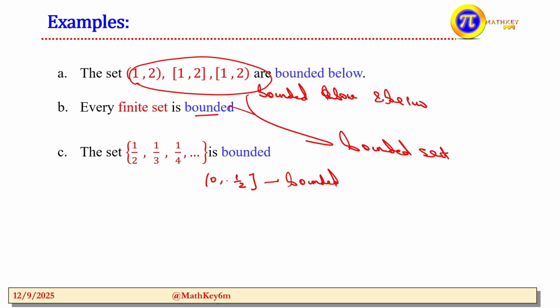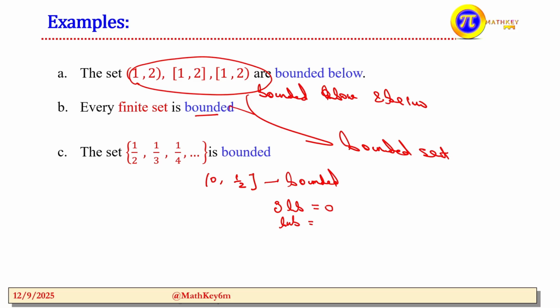And from this, we can determine the greatest lower bound as well as the least upper bound. The greatest lower bound means what? It is the one on the left side, the minimum of this. What is that? That is 0. 0 is the greatest lower bound for this one. What about the least upper bound?